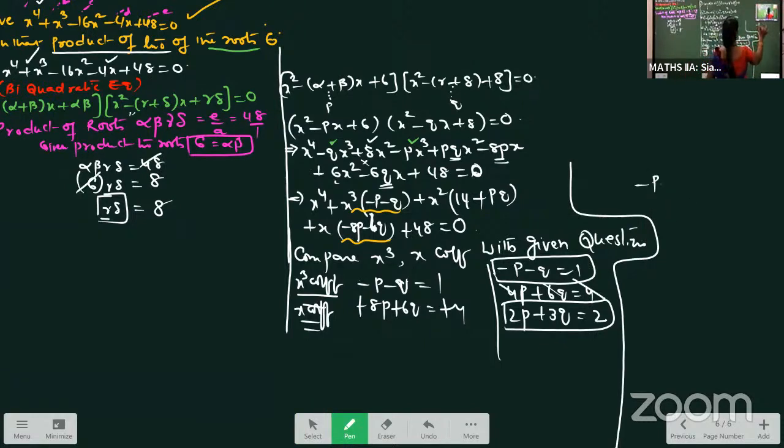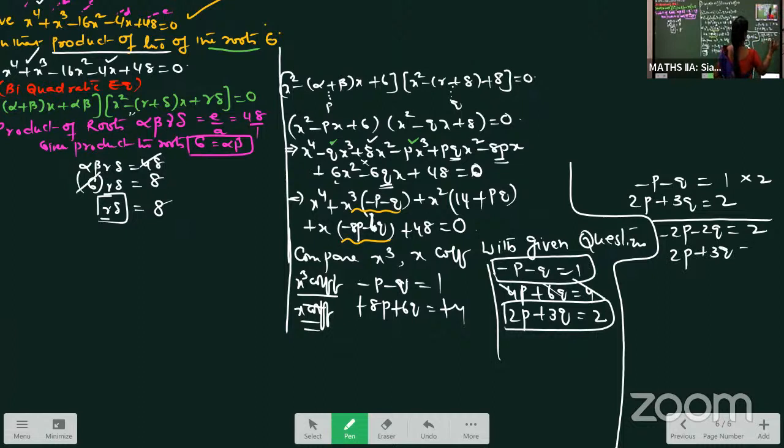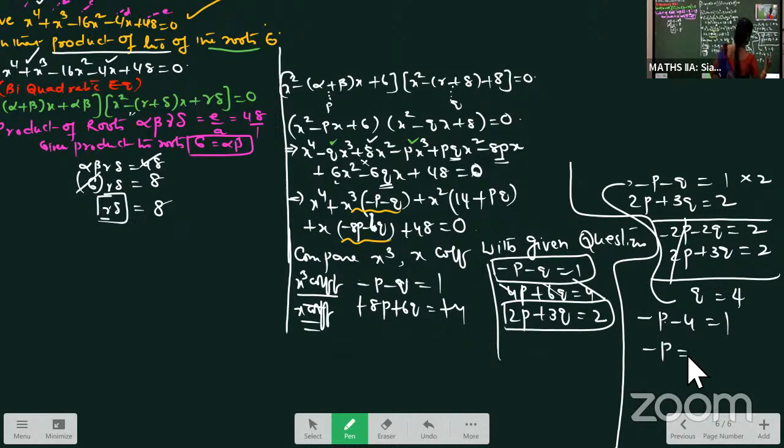So minus p minus q is equal to 1 and 2p plus 3q is equal to 2. To make them equal, multiply this with 2. Then we have minus 2p minus 2q is equal to 2, and 2p plus 3q is equal to 2. Then this and this will be cancelled. So q is equal to 4. Substitute this in any one of the equations. So minus p minus 4 is equal to 1. Then minus p is equal to 1 plus 4, that is 5. So the p value we have got is minus 5. So these two values are to be substituted in our equations here.